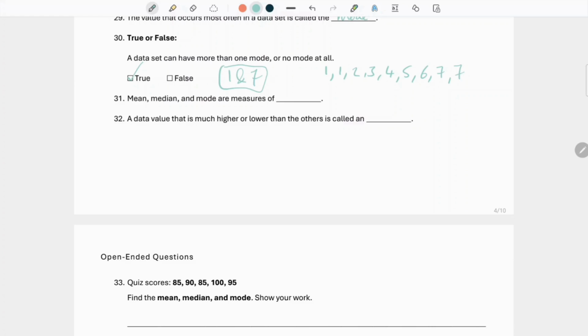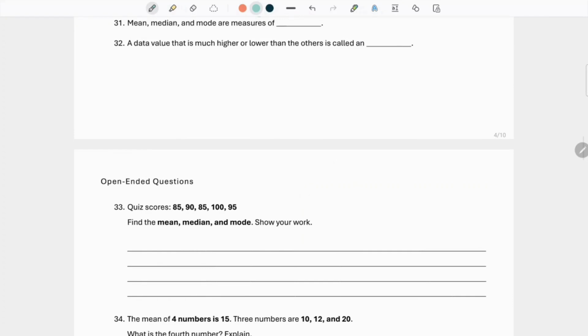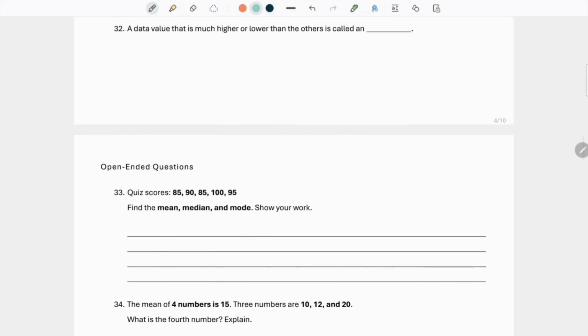Okay, so next one. So question 31. Mean, median, and mode are measures of what? So mean, median, and mode are measures of the center or central tendency. Now these are used to find a central point in a data set. Basically what we're looking at is a number that represents the rest of the numbers. We're trying to capture the middle value. Okay, let's move on to question 32.